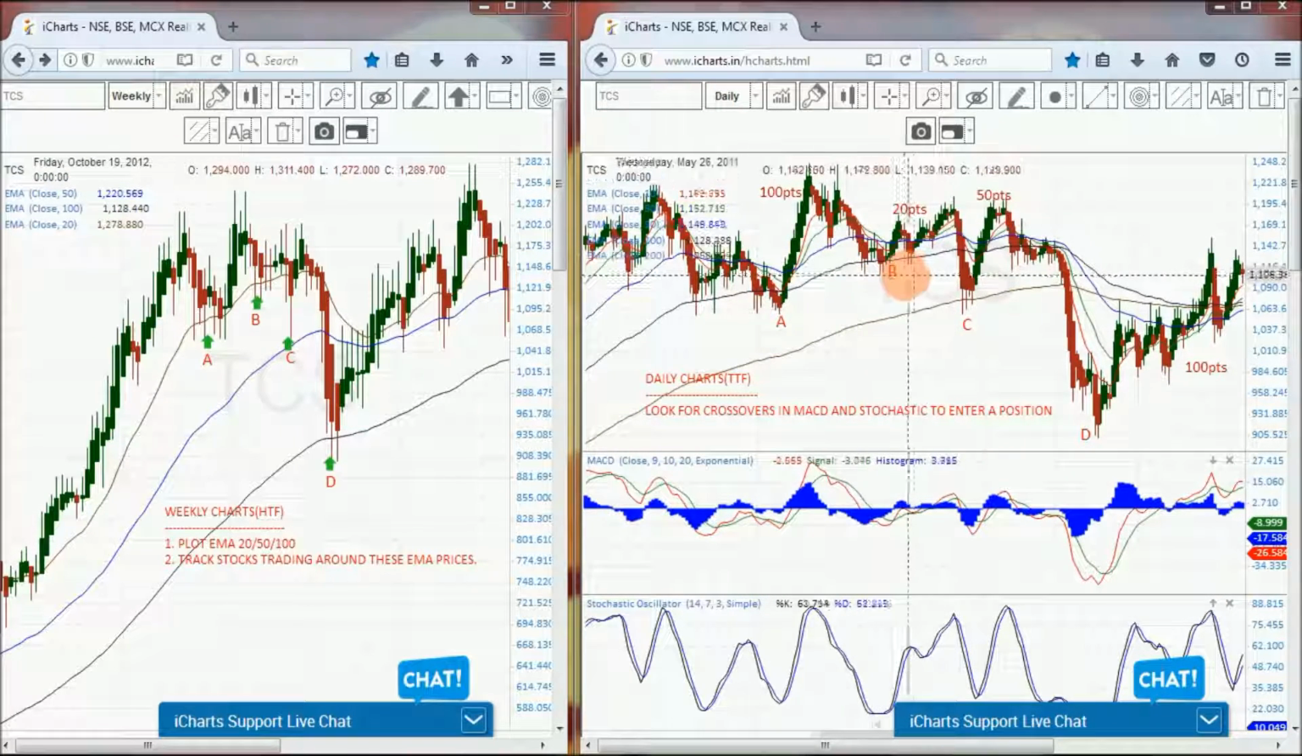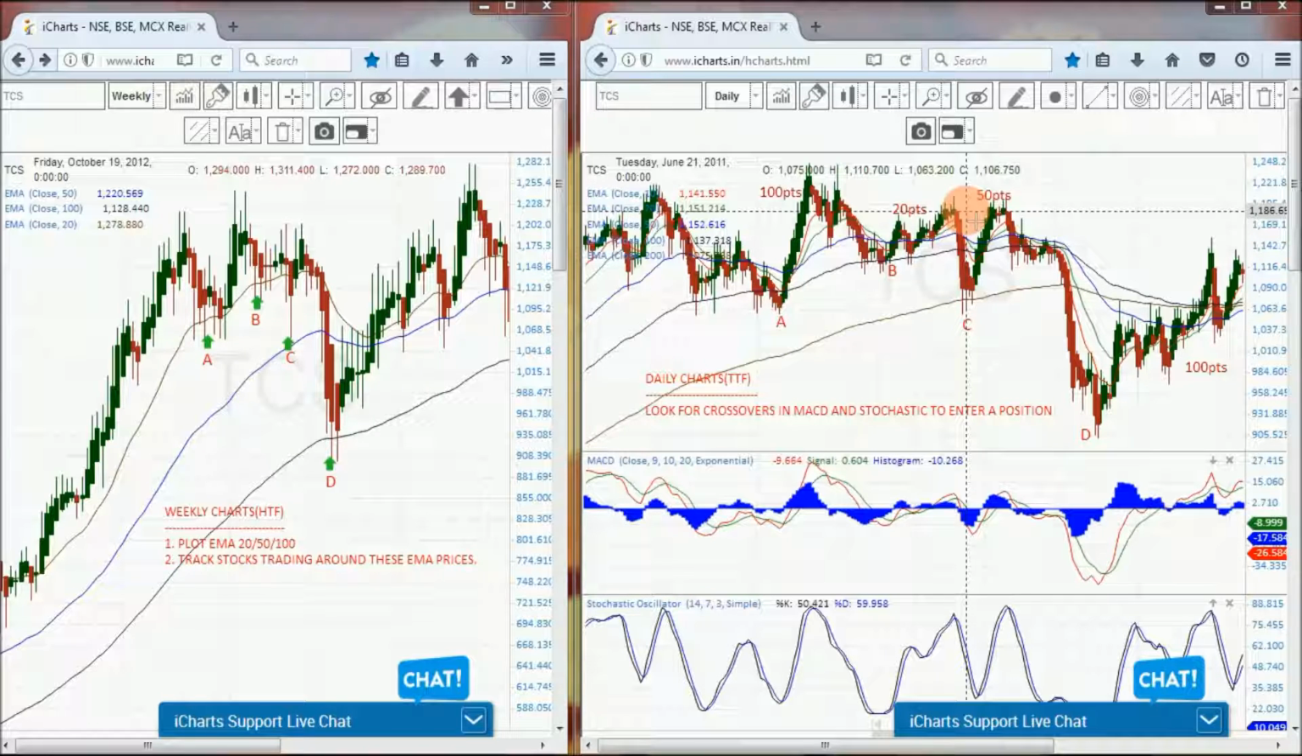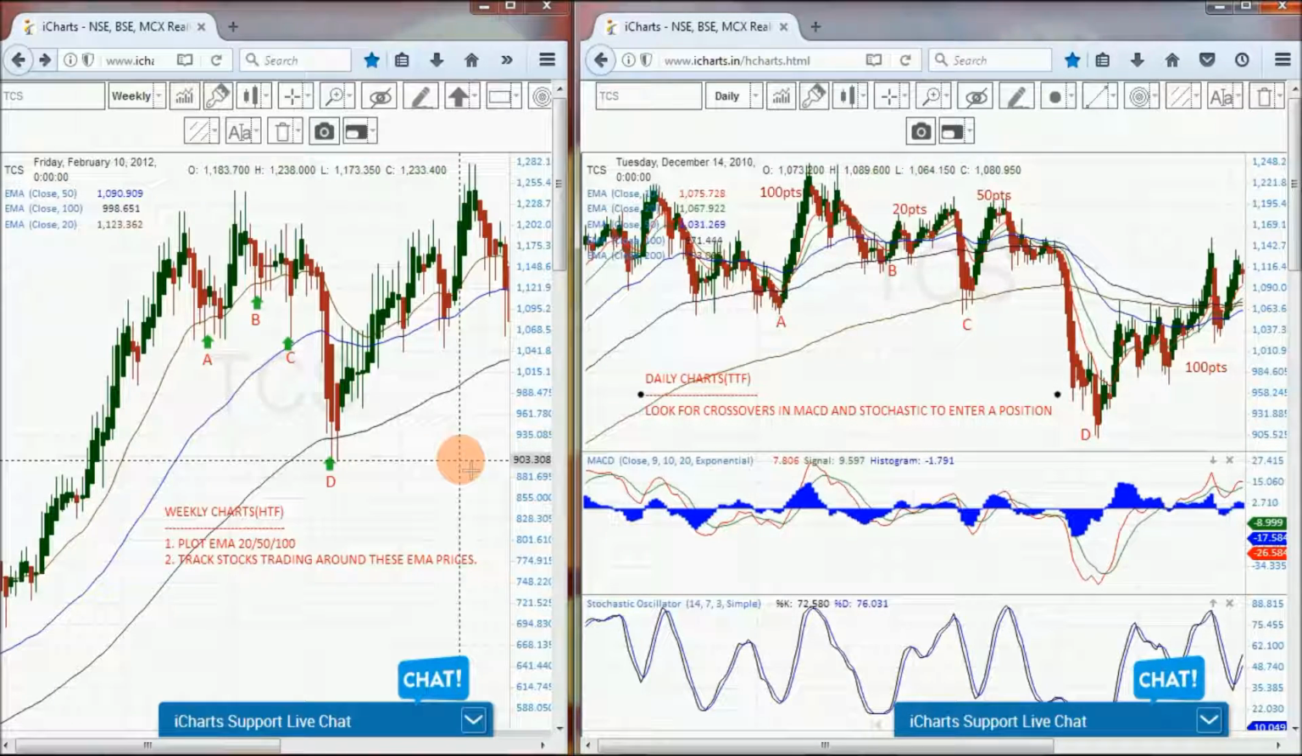So you could have entered at each of the MACD and the stochastic crossover, and maybe this point B and C is not as profitable as the point A, but you can still get a fair bit of money on that. Now if you look at point D again, now it has been pretty profitable.